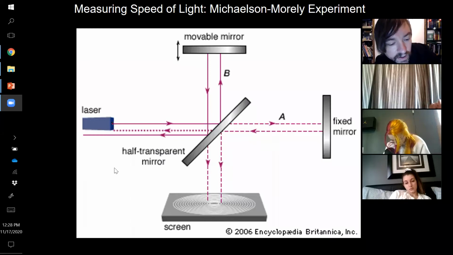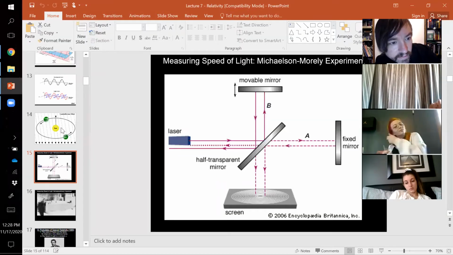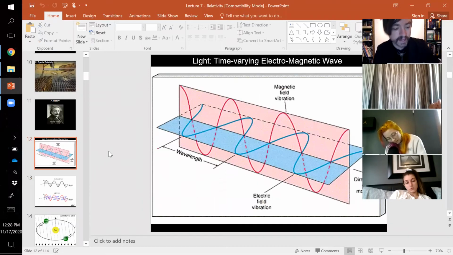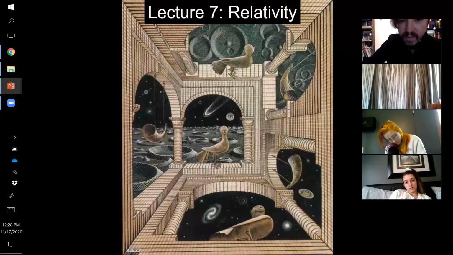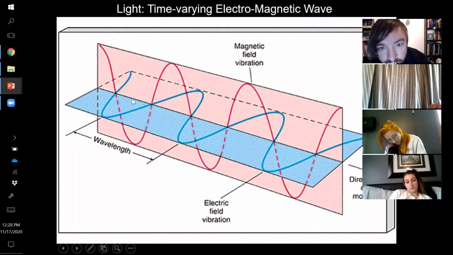Now, in the early 1900s, people began to notice that there was a problem with measuring the speed of light relative to other objects. And for one of these experiments, I've got to walk you through a couple of different concepts here. So let's talk about the nature of light and what it is. As you learned in a previous lecture, light is a time-varying electromagnetic wave. That means it's an electromagnetic wave that has a magnetic field and an electric field, and they wiggle and travel through space.